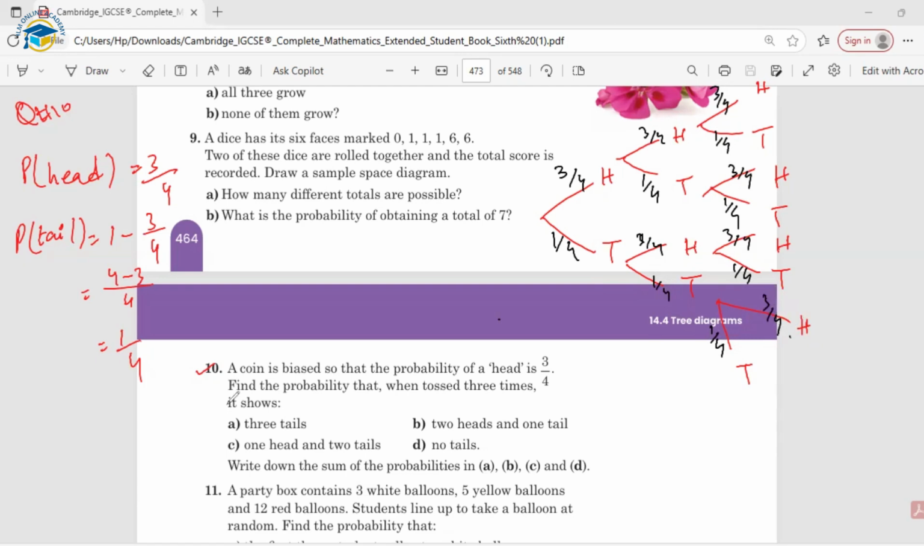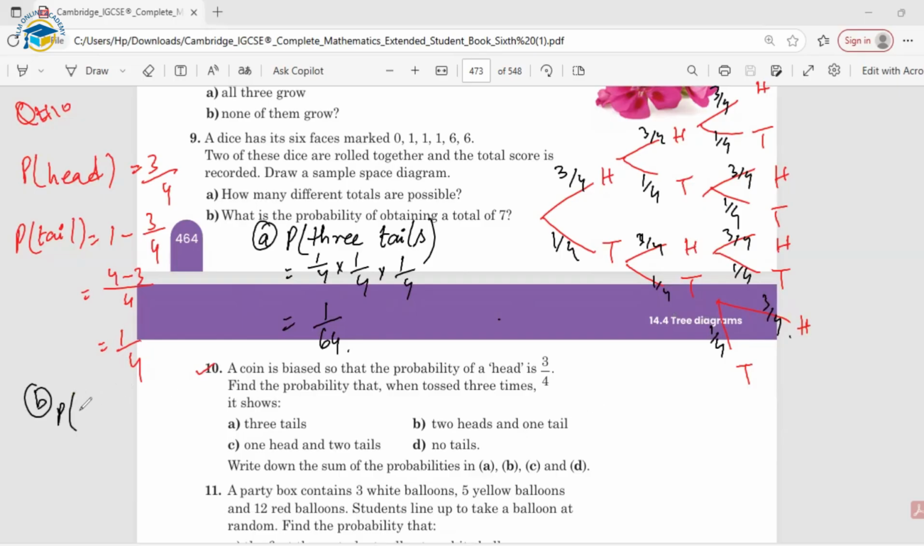So part number A, I'm going on with. They're saying 3 tails, probability of 3 tails. 1, 2, 3. 1 over 4 times 1 over 4 times 1 over 4. That is 1 over 64. Okay, 1 over 64.